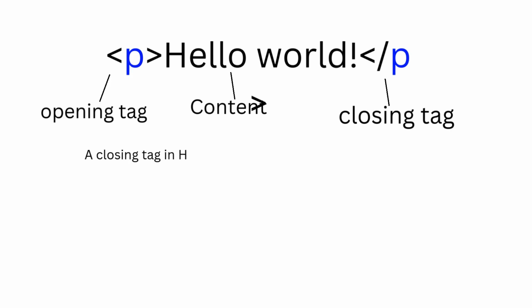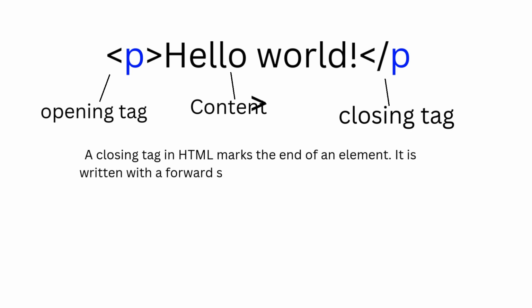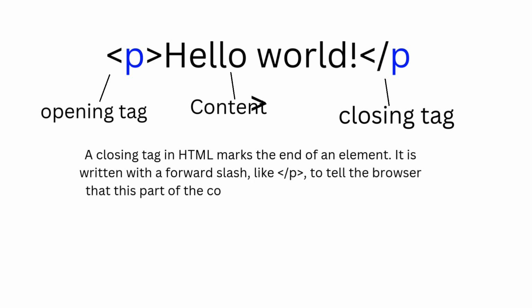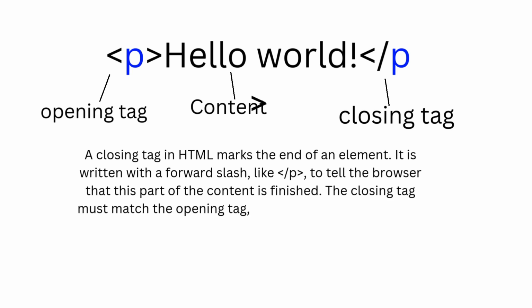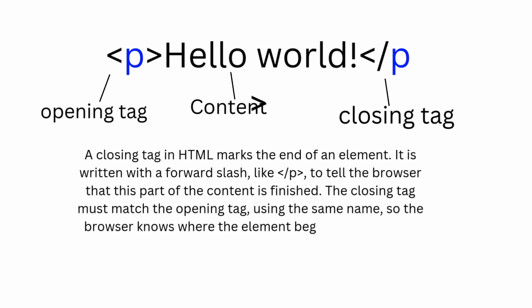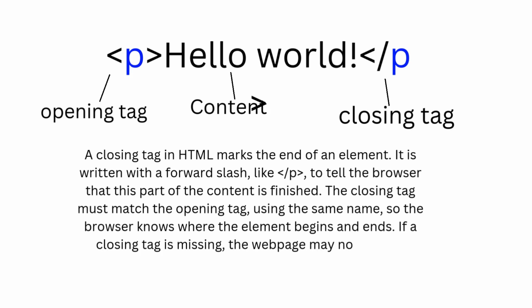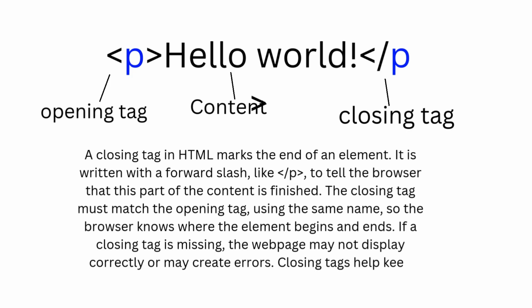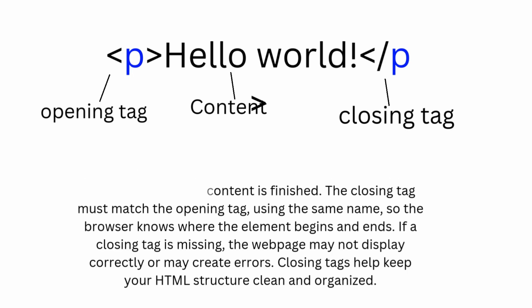A closing tag in HTML marks the end of an element. It is written with a slash, like /p, to tell the browser that this part of the content is finished. The closing tag must match the opening tag, using the same name, so the browser knows where the element begins and ends. If a closing tag is missing, the web page may not display correctly or may create errors. Closing tags help keep your HTML structure clean and organized.